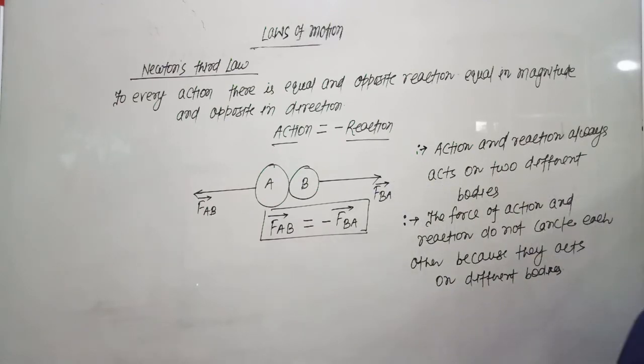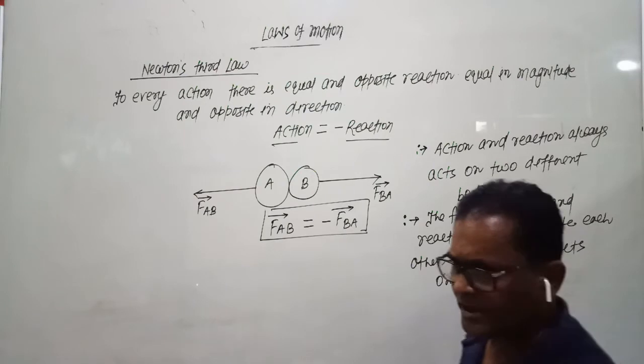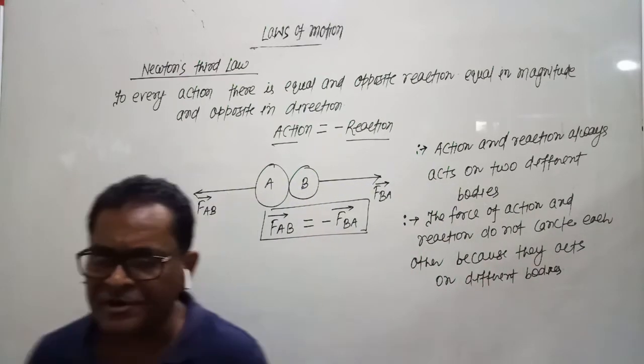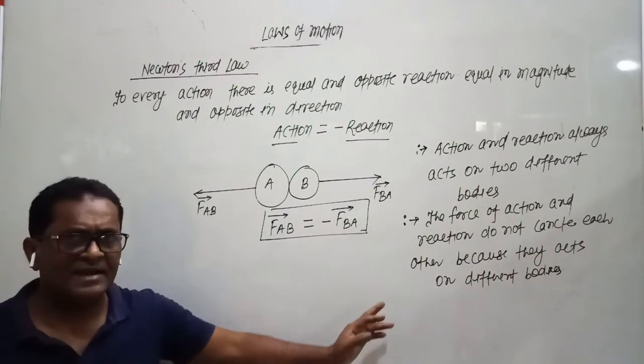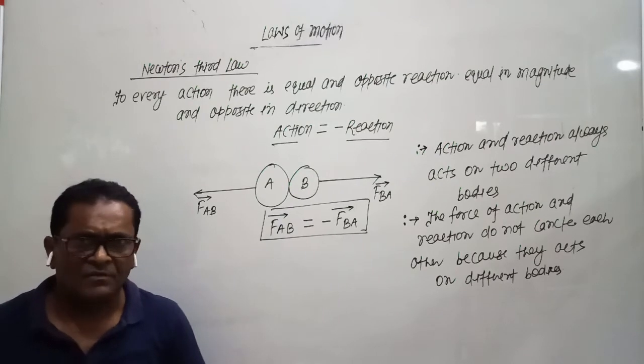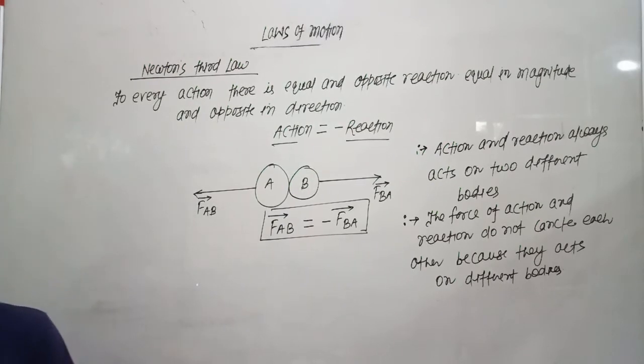Since the action and reaction act on different bodies, therefore, being equal in magnitude, they do not cancel each other because they act on different bodies. If action and reaction act on the same body and the magnitudes are equal, then they cancel each other. But when action and reaction are acting on two different bodies, then they do not cancel each other.